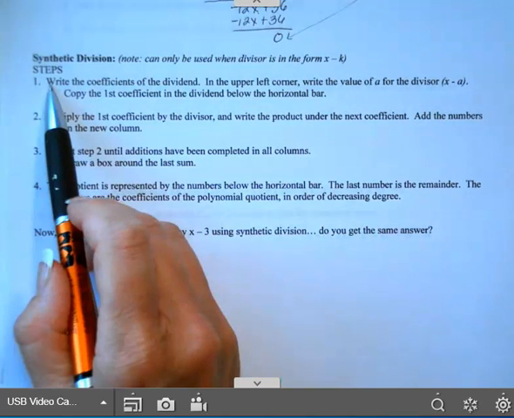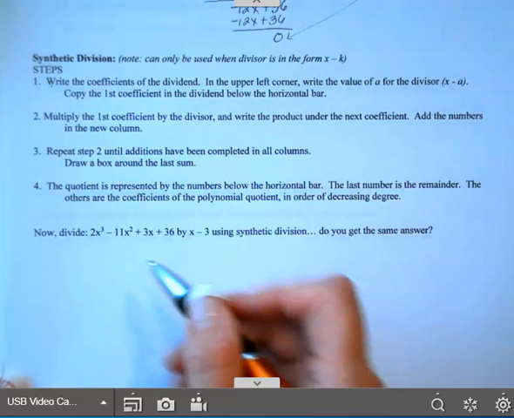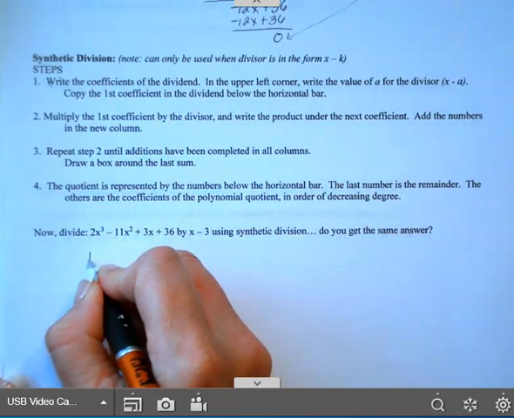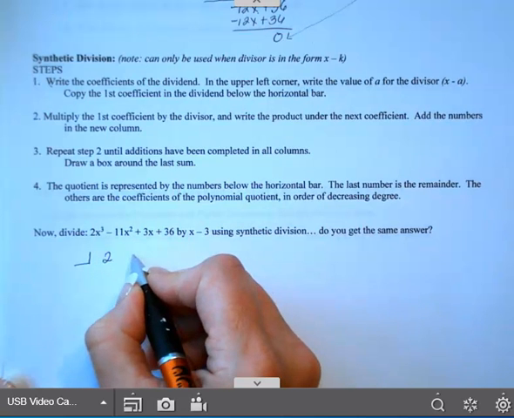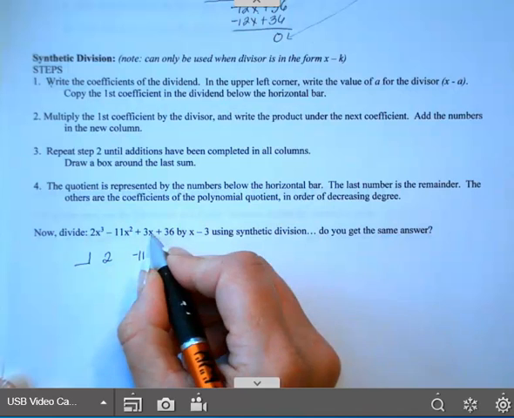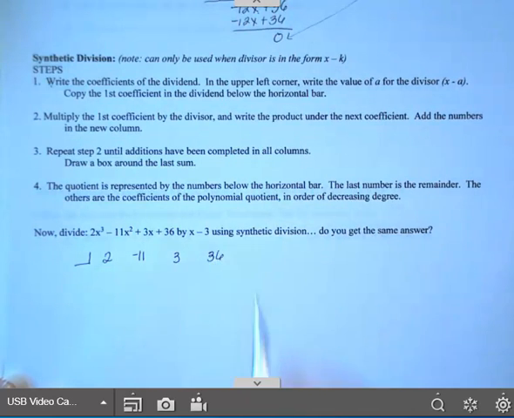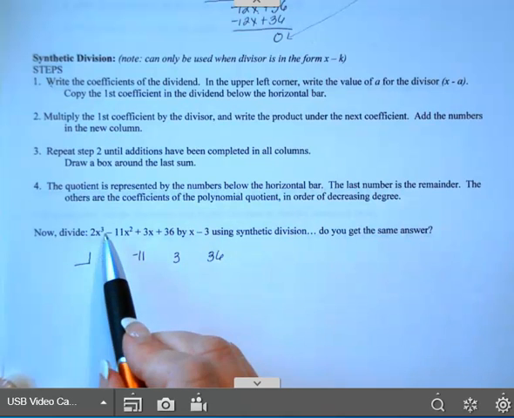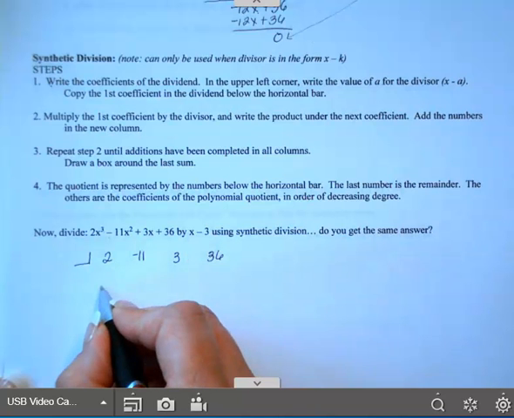Our first step on synthetic division is to write the coefficients of the dividend. So we're going to write all the coefficients here. So I've got 2, negative 11, 3, and 36. If you have a placeholder, you need to include it. I have every place covered here, so I didn't need a 0 in here for my dividend.